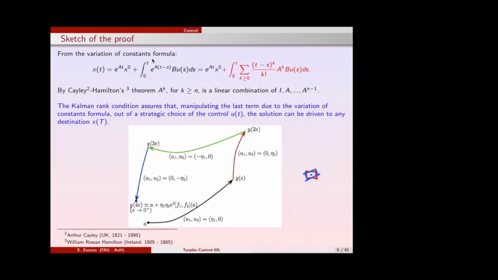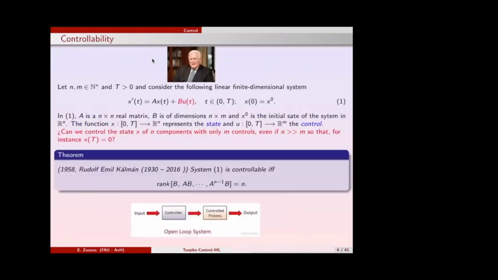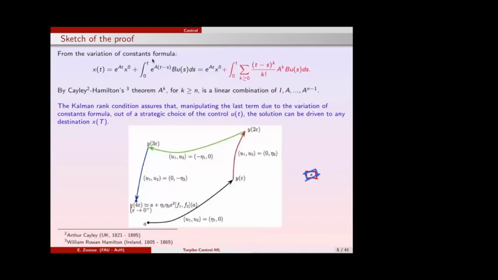So this is something that we know, that we learn to do in the auto school, in the school for getting the driving permit. But in fact, we could have said, well, no, I don't need the driving permit because I know the Kalman rank condition. We could also do this, and say, well, no, I don't take the classes, I get the permit just because I know the Kalman rank condition.